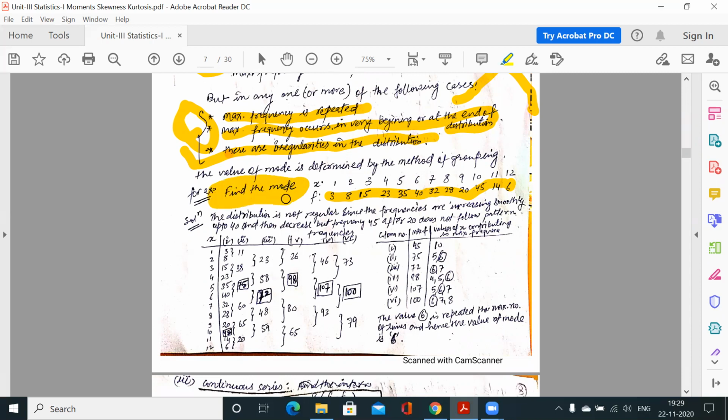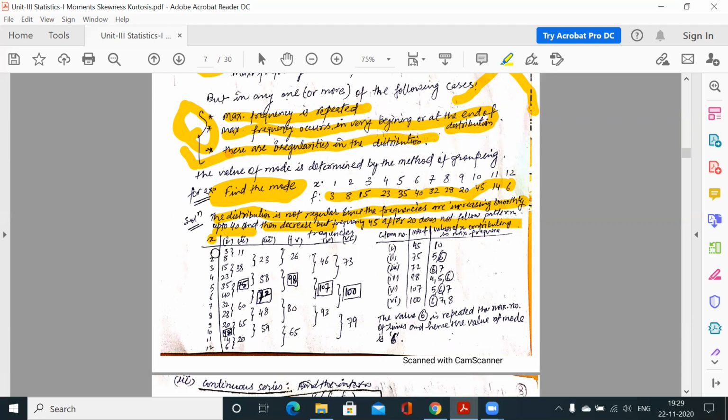We will analyze that method using this question: find the mode. These are x values 1, 2, 3, 4, 5, 6, 7, 8, 9, 10, 11, 12, and the corresponding frequencies 3, 8, 15, 23, 35, 40, and so on. The distribution is not regular, since the frequencies increase smoothly up to 40, then decrease, but the frequency 45 after 20 does not follow the pattern. So this is an irregular distribution, and we will apply the grouping method. How do we calculate the mode using the grouping method?